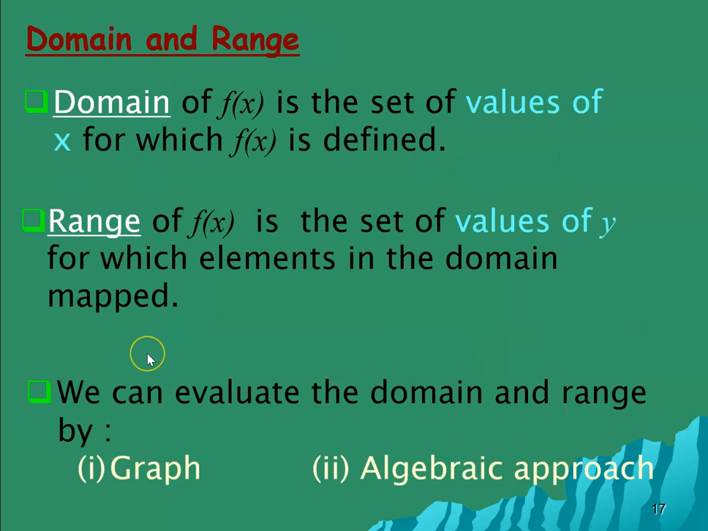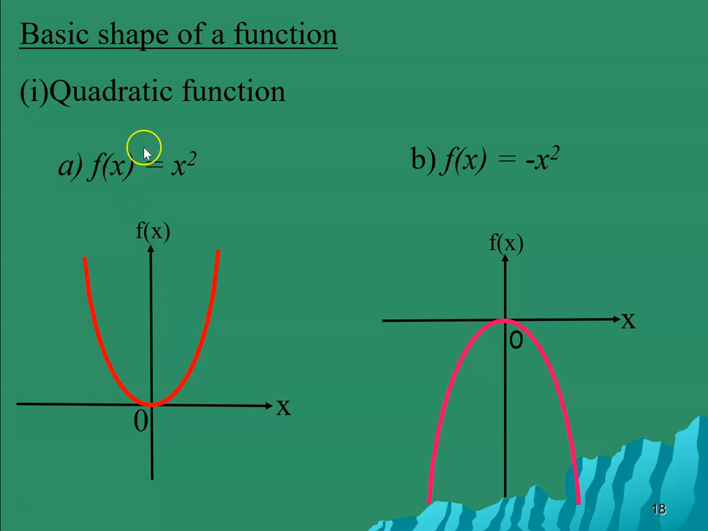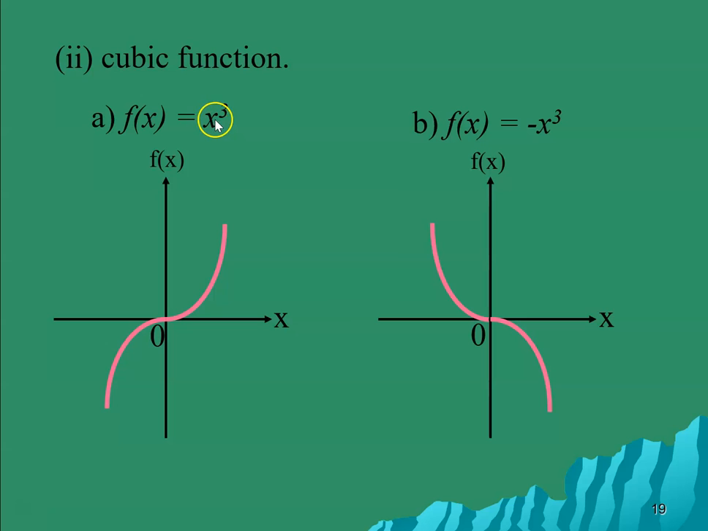So before that, let me show the basic shapes of a function. We have these basic shapes of a function. The first one is the quadratic function. So this is what you have learned before. This is actually a kind of parabola curve, right? So you have f(x) equal to x squared, this type of graph. If there is negative x squared, you will have it like this. And then you have a cubic function, kuasa 3. You have it like this. And bila ada negative, you will have the contrary on the other side.